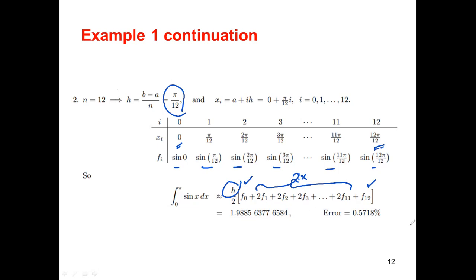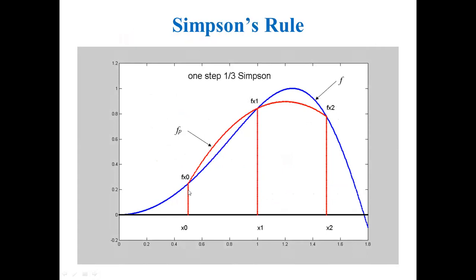Okay, that's your trapezoidal rule. Simpson's rule differs from the trapezoidal rule just by the formula that is being used. It does not use a trapezoid, but it actually uses more or less a curve to approximate another curve. So you have this as the original curve. This is your one-step, one-third Simpson approximation. So it's not a trapezoid anymore, but rather a curve in itself. So in the end, you don't end with a line, but you end with a curve.